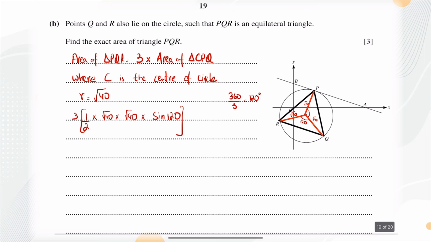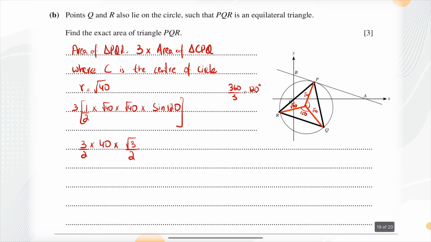So now that's it. 3 upon 2 into 40 into sine 120. My calculator was in radian mode, and if you're working alongside, yours would also be in radian mode, so make sure to convert it back into degree mode. If you work this out, 10 into 3 is 30, so 30 under root 3 square units is your final answer.